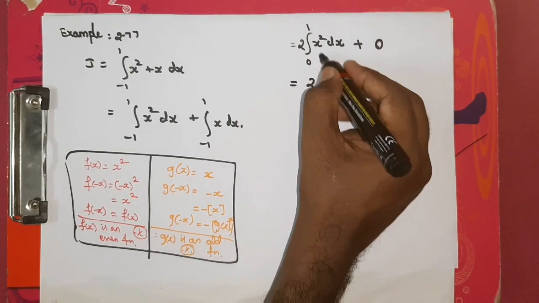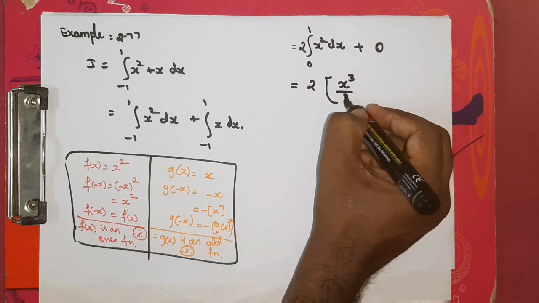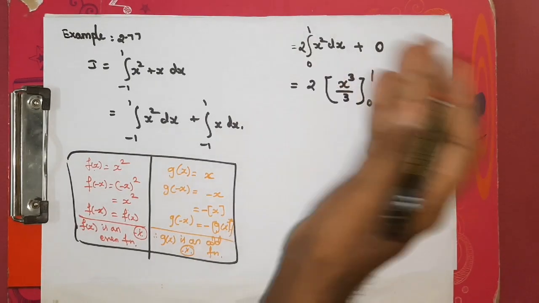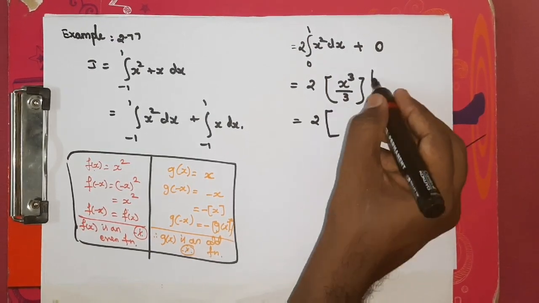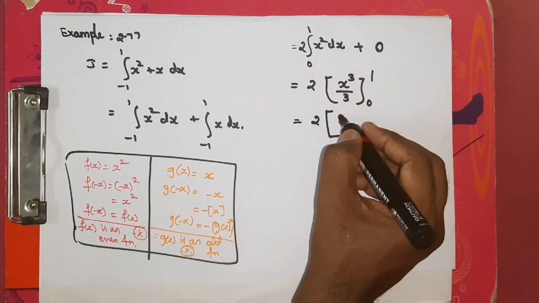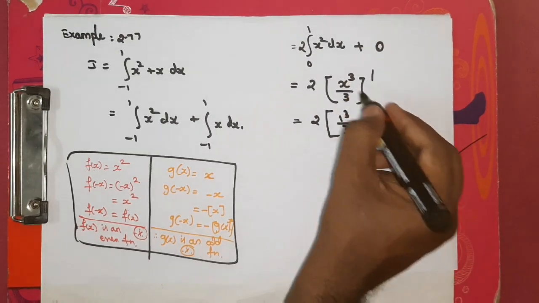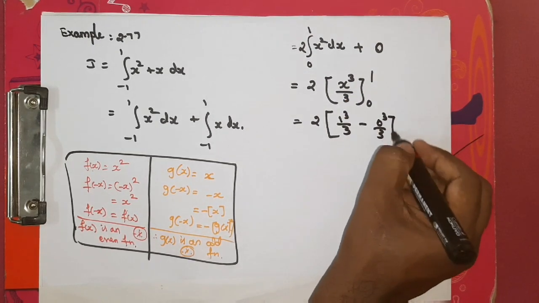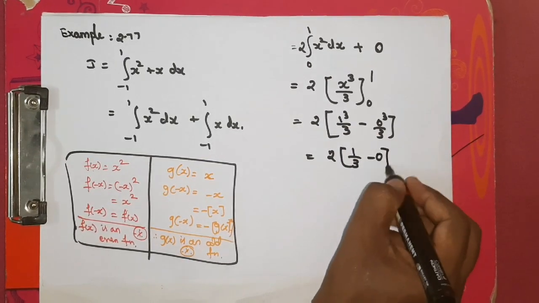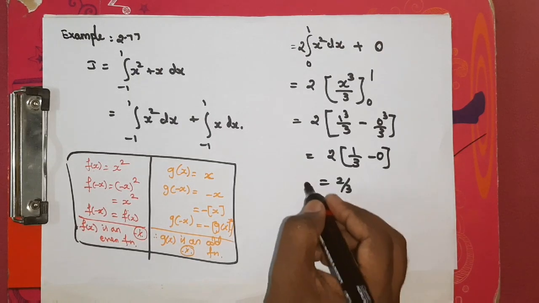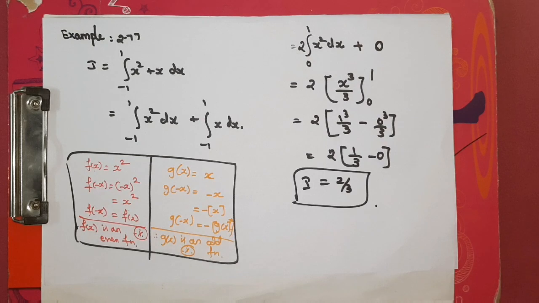So 2 of, when you integrate x square, you get x power 2 plus 1 by 2 plus 1, that is x power 3 by 3, right? The limits will now shift to the right side of the brackets. Now 2 of, apply the upper limit in x place. When you apply 1 here, 1 cube by 3, minus when you apply the lower limit, 0 cube by 3. So 2 of 1 by 3 minus 0, so the answer is 2 by 3. So the given integral answer is 2 by 3, right?